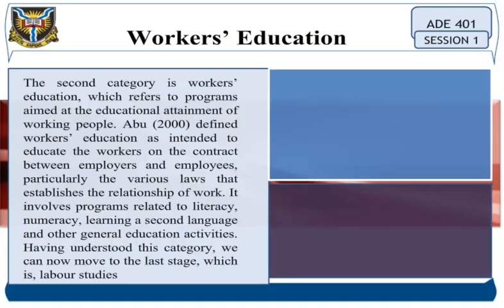Workers' education. The second category is workers' education, which refers to programs aimed at the educational attainment of working people. ADE 2000 defined workers' education as intended to educate the workers on the contract between employers and employees, particularly the various laws that establish the relationship of work. It involves programs related to literacy, numeracy, learning a second language, and other general education activities. Having understood this category, we can now move to the last one, which is labor studies.